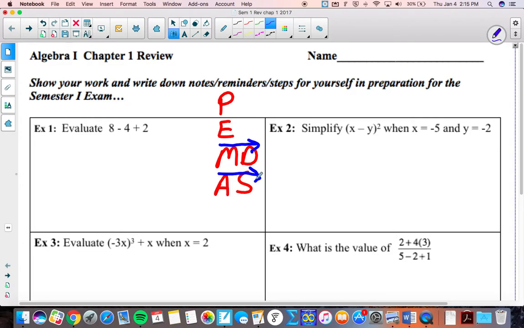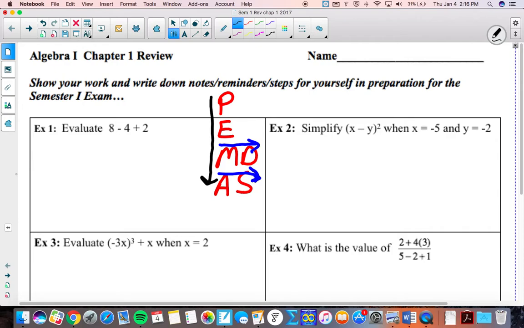If subtraction is on the left and addition is on the right in a problem, you have to do the subtraction first. So, example number 1. I don't see any parentheses, I don't see any exponents, I don't see any multiplication and division, but I do see addition and subtraction. We work top down within our order of operations.